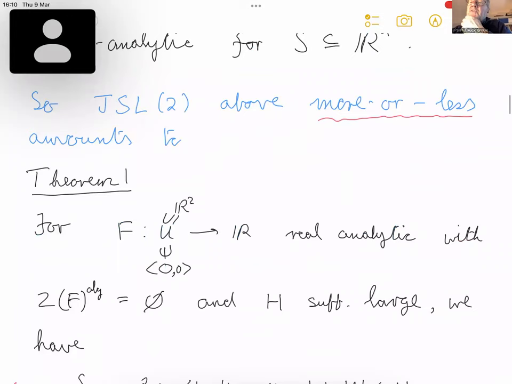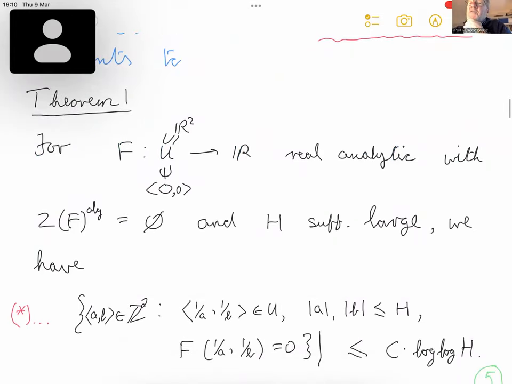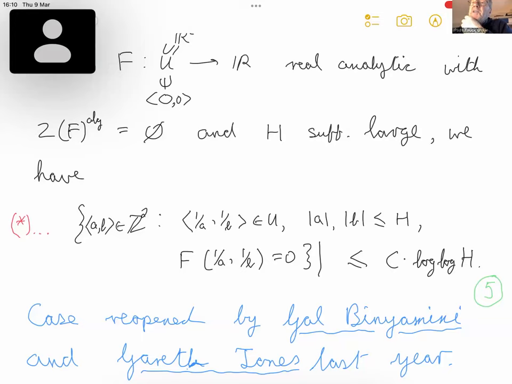In fact, that theorem now more or less amounts to the following, which I'll call theorem one. If you take any real-valued real analytic function defined on a neighborhood of the origin in R squared, whose zero set has empty algebraic part, so there are no infinite semi-algebraic curves in the zero set, and H is a sufficiently large natural number, then by this inversion, this rho function, which you can take to be almost anything, here just the inverse function, the set of integer pairs (a, b) such that their inverses lie in the domain of the function f, and the moduli of a and b are less than or equal to H, and which happen to be zeros of this function f, the number of such pairs is less than c log H.